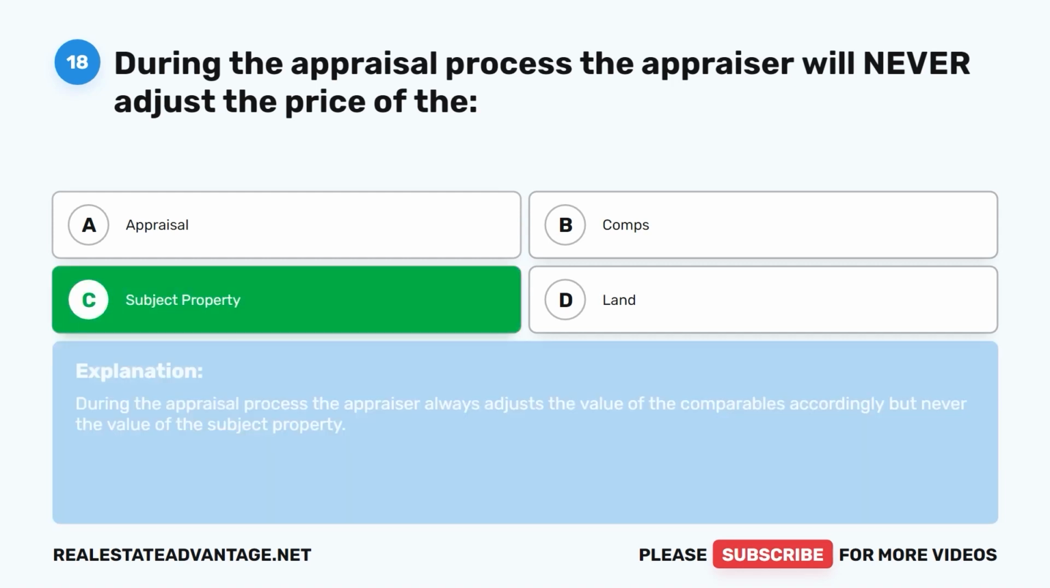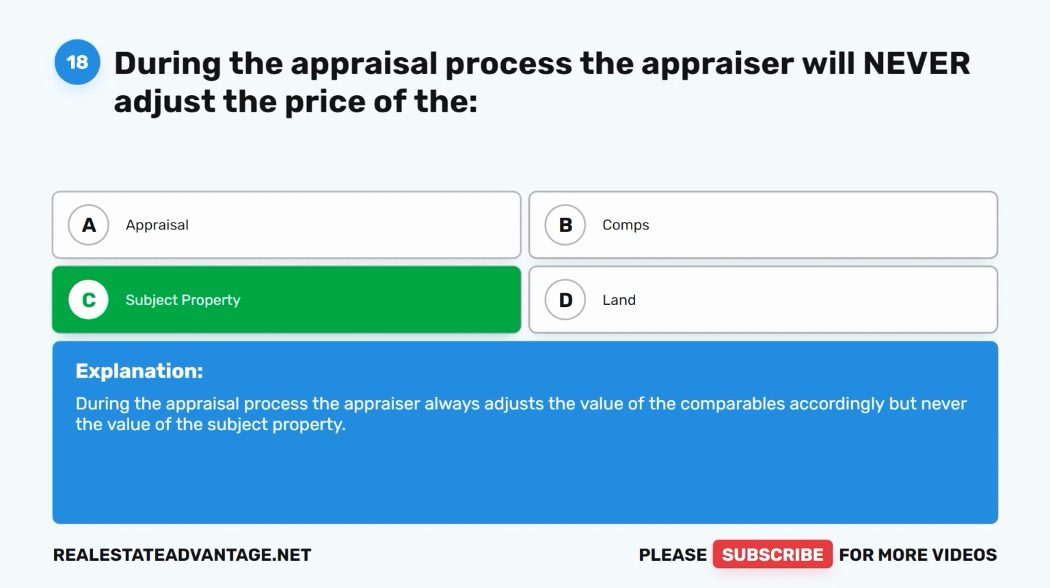Subject property. During the appraisal process, the appraiser always adjusts the value of the comparables accordingly, but never the value of the subject property.